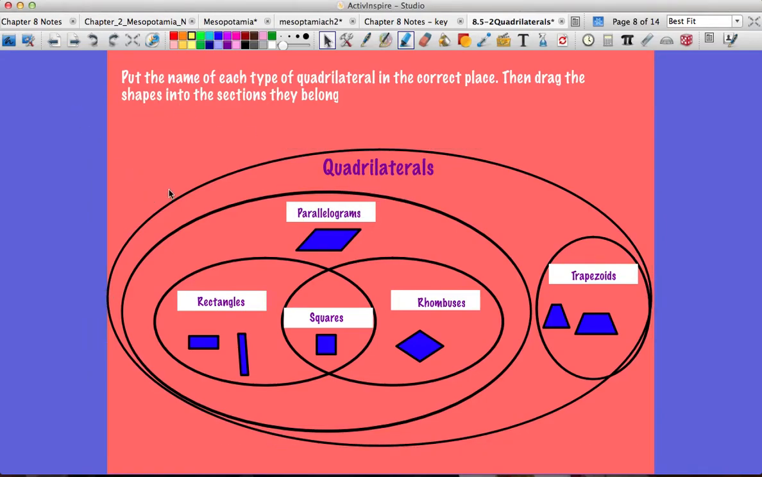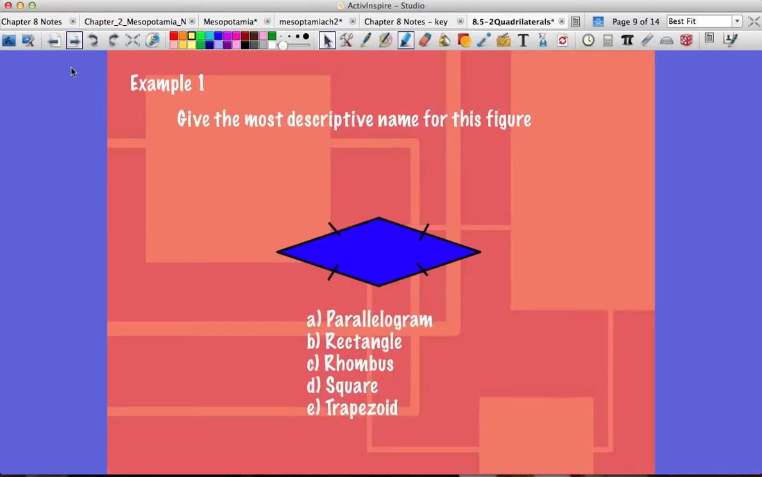This is very confusing, which is why we're going to take some time to work on it in class, and we're going to go over a couple more examples here. Alright, so we're going to give the most descriptive name for this figure. Is this figure a parallelogram? Does it have 2 pair of parallel sides? Yes, it does. So could it be a parallelogram? Yes. Okay.